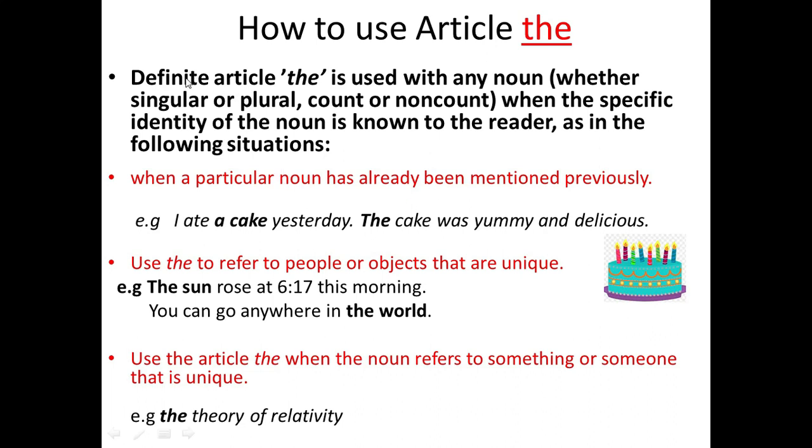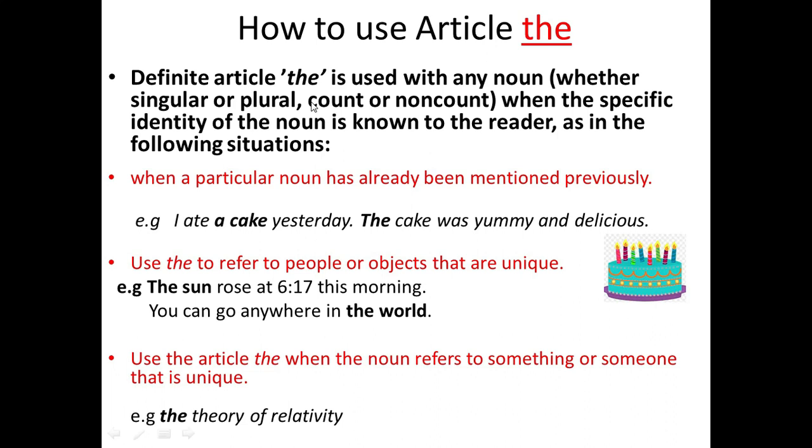The definite article the is used with any noun, whether singular or plural, countable or uncountable, when the specific identity of the noun is known to the reader, as in the following situations. It means that the is used to specify a thing. When you specify, when you highlight a particular thing, then you use the. There is no restriction that you have to use the with a singular or plural noun. A and an are always used with singular nouns, but the can be used with singular or plural. The thing can be countable or uncountable, depending upon the situation. So that's why there are many rules of this article the.